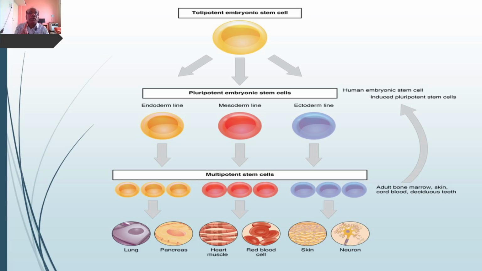In the central red colored cells, that is the mesodermal line, will transform into multipotent stem cells, which then differentiate into the heart muscles, that is cardiac muscles, and the red blood cells. So these are components of mesodermal origin. It means the circulatory system, that is the blood vascular system, the arterial system, venous system, lymphatic system and their vessels, even the heart and blood, are derived from the mesoderm.